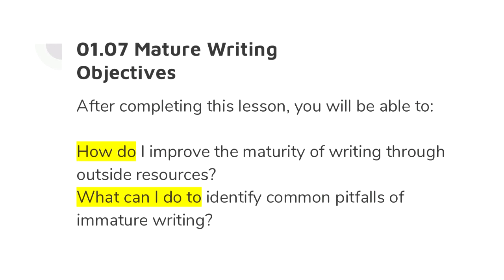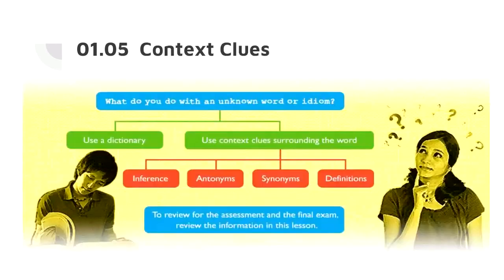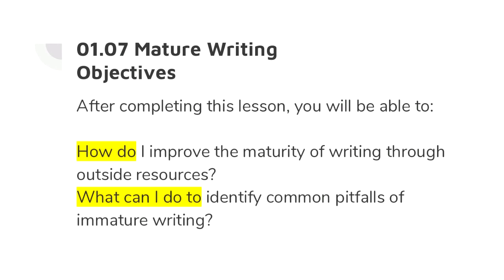And as I'm going back, I'm noticing that I put this as 1.05, but this is actually 1.06. So this is 1.06 as context clues for you guys. So 1.06, so I apologize if I confused anybody with that, but 1.06 is context clues. So 1.07, mature writing, your objectives. After completing this lesson, you will be able to, so how do I improve the maturity of writing through outside resources?